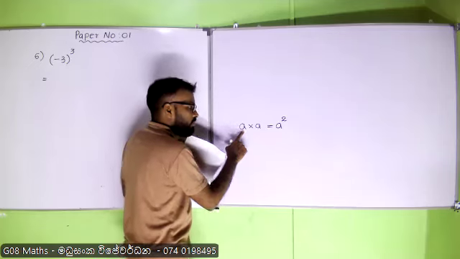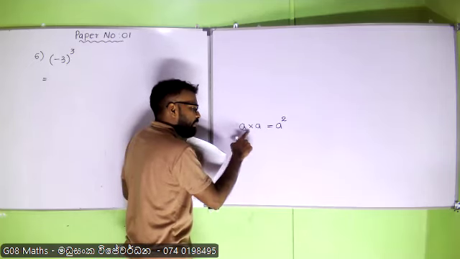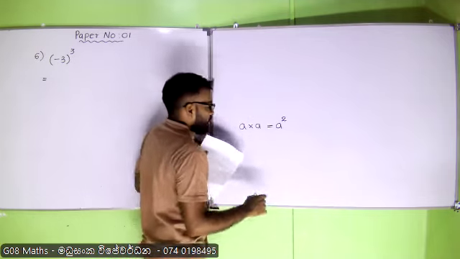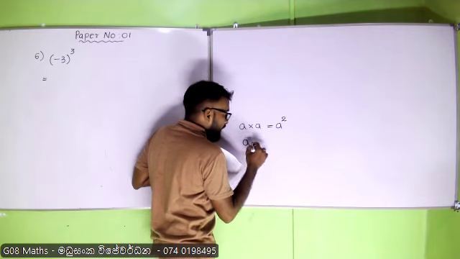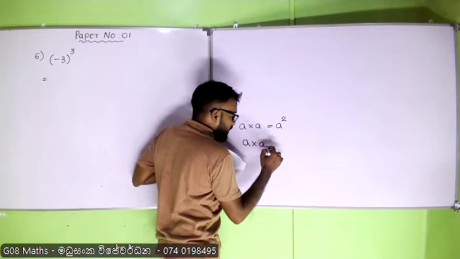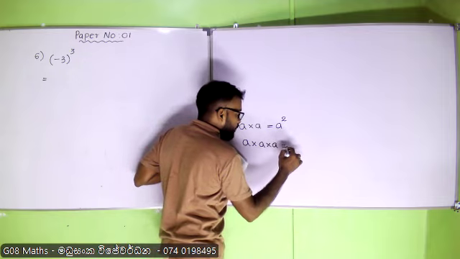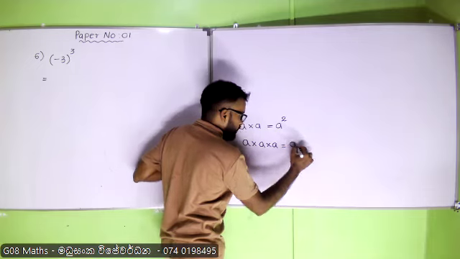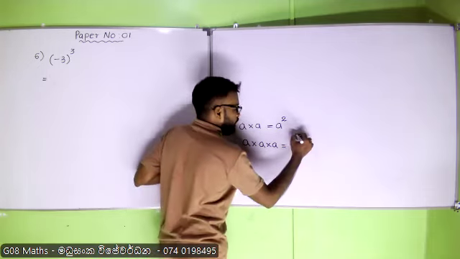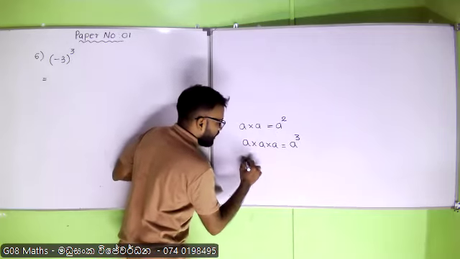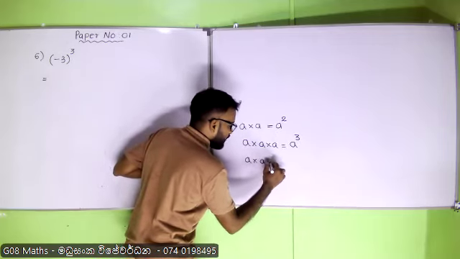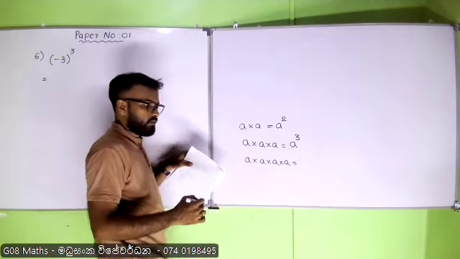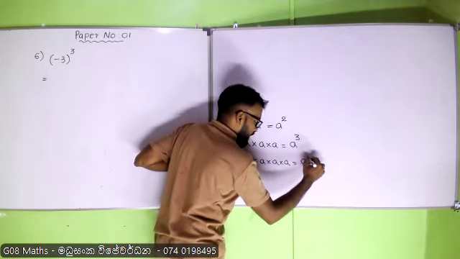Now, if you have something like a multiplied by a multiplied by a, you are going to write a to the power 3. Can anyone tell me, if you have a multiplied by a multiplied by a multiplied by a, how you are going to write it? A to the power 4.